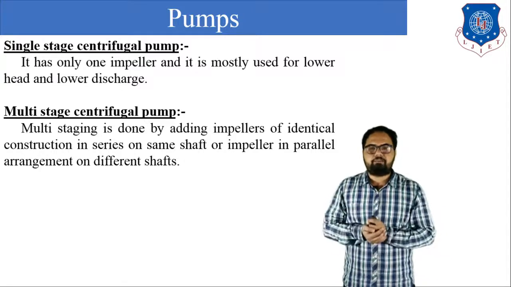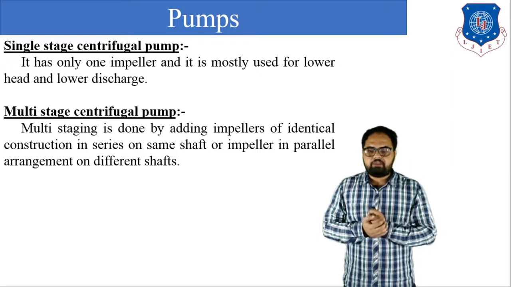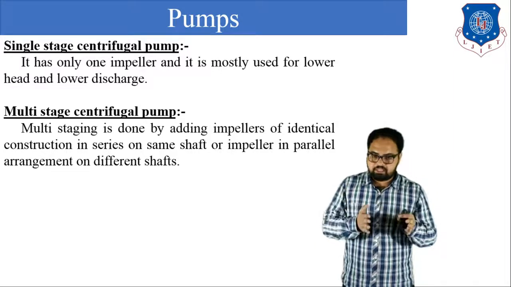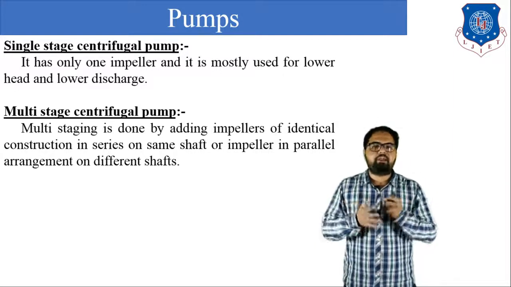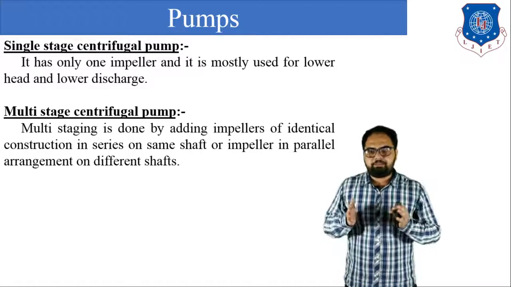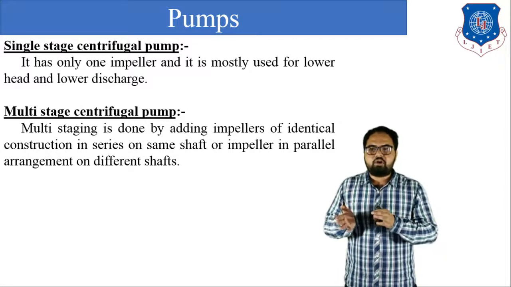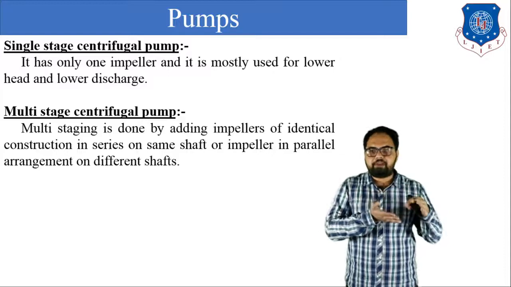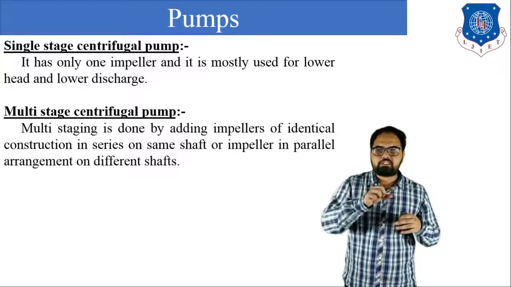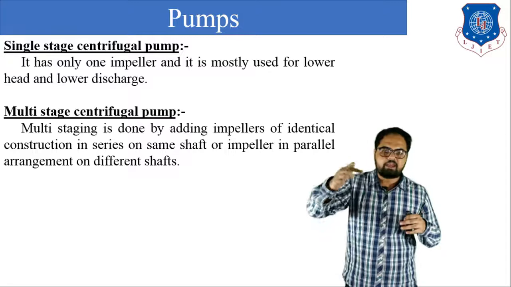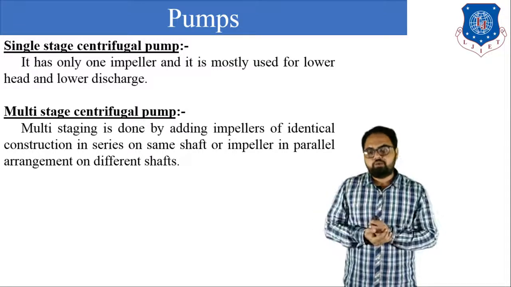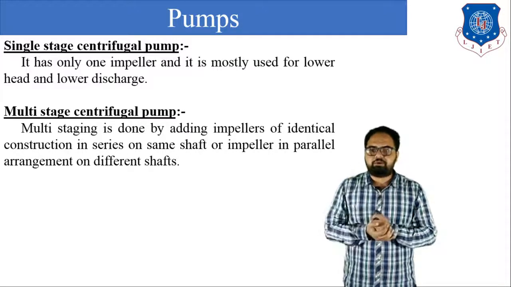Multi-stage centrifugal pumps are classified into two types. The first one is impeller in series and the second one is impeller in parallel. In impeller in series, a number of identical shape impellers are mounted on a common shaft. All the impellers are enclosed in a single unit, or inside a single casing unit.